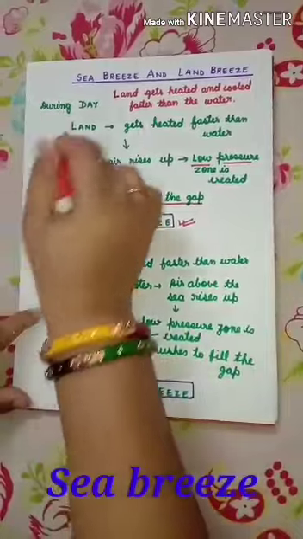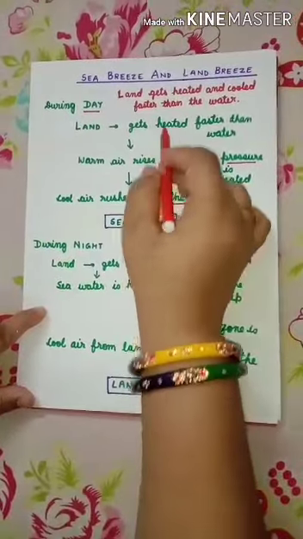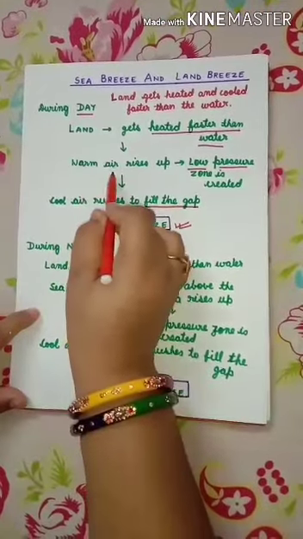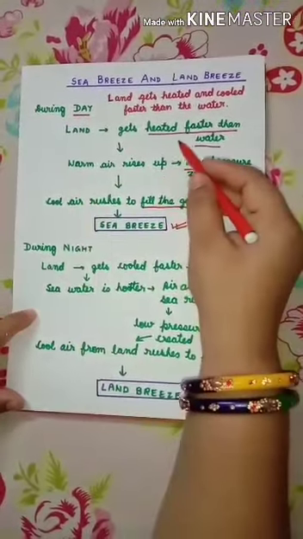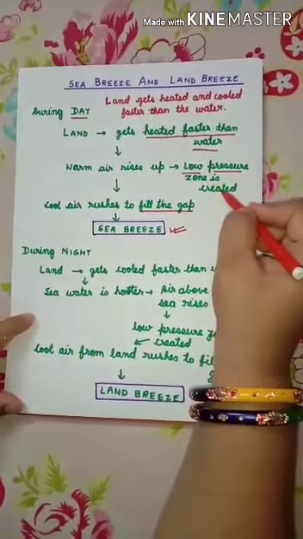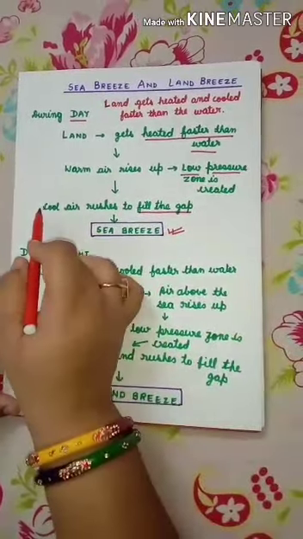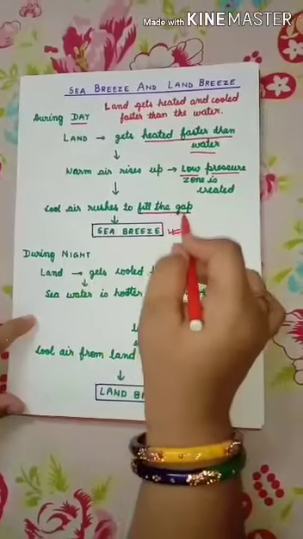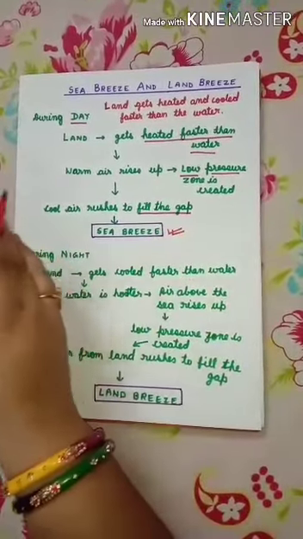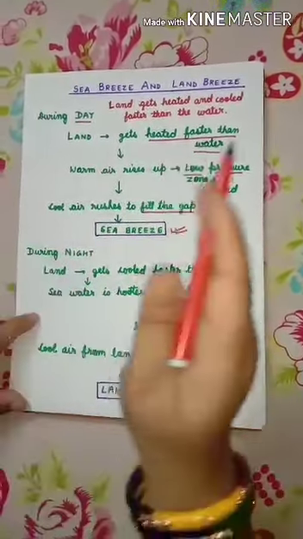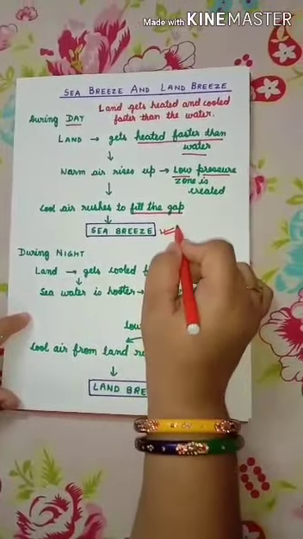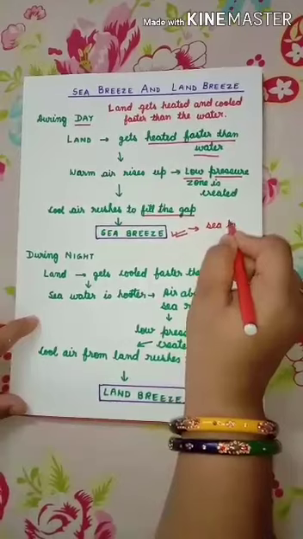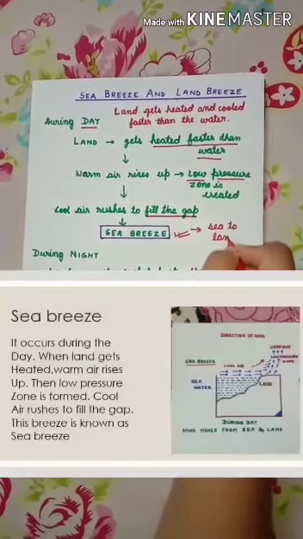So what happens during the daytime? Land gets heated faster than the water and the warm air above the land rises up and a low pressure zone is created, whereas the air above the sea is still cool and it rushes to fill the gap and wind starts flowing from sea to land, and this wind which flows from sea to land is known as sea breeze.